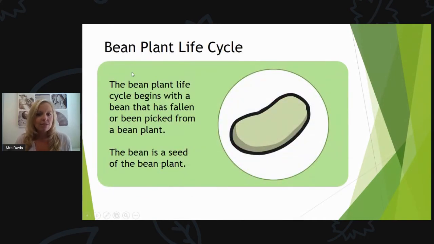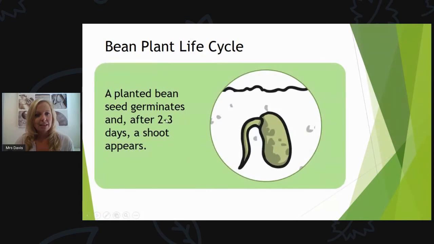Well, it's the same for plants. Okay, so here's an example of a bean plant life cycle. So the bean plant life cycle begins with a bean that has fallen or been picked off a bean plant. The bean is a seed of the bean plant. Okay. A planted bean seed germinates. So remember, this is our embryo. It's got our food store. It's got our outer covering, our hard outer covering, and germinates. And it germinates after 2 to 3 days.